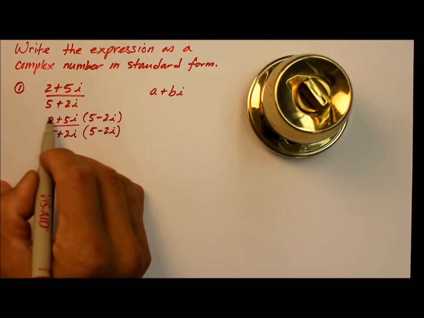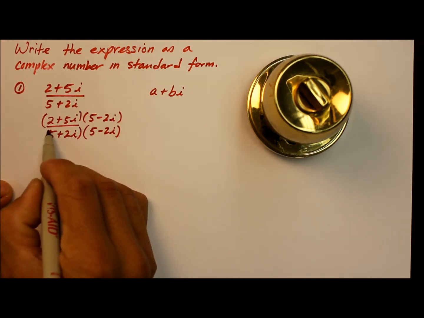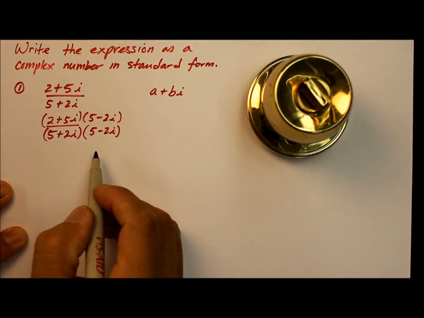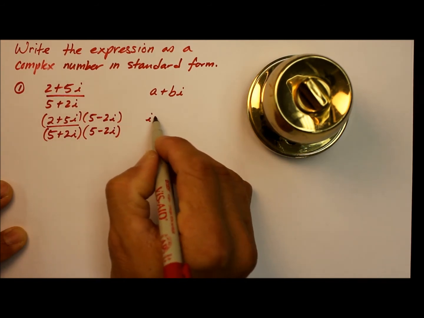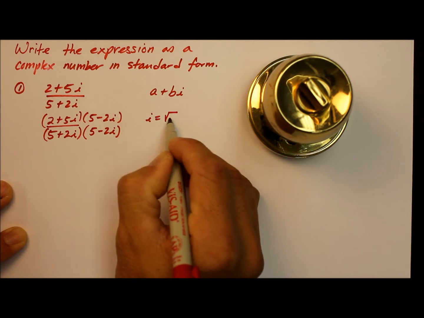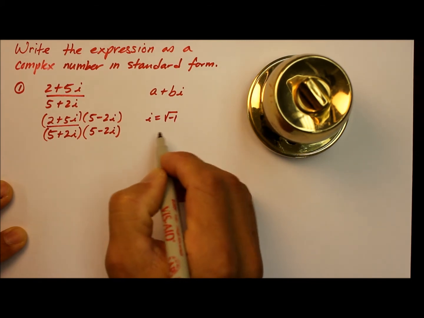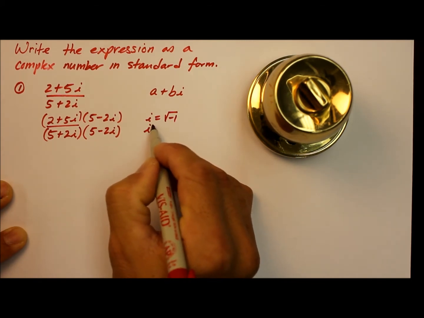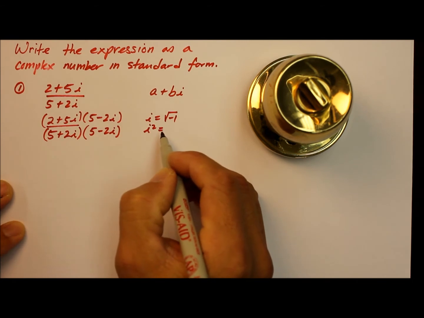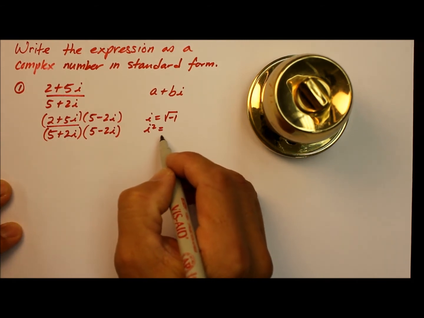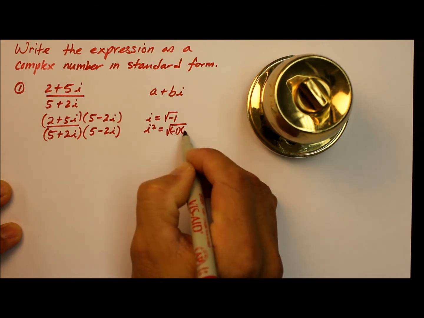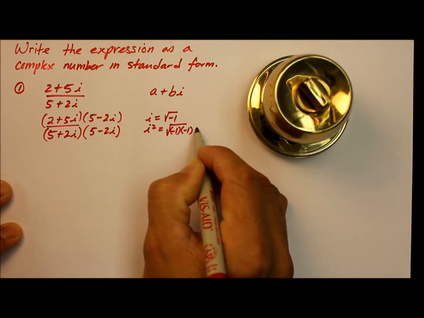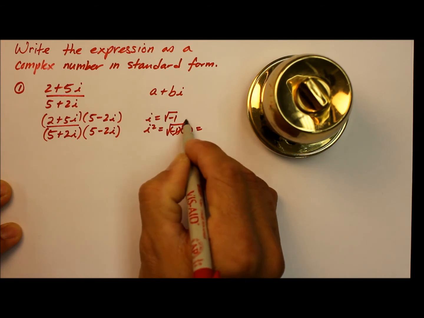So what is required at this point is the distributive property of the two binomials. And remember that i is defined as the square root of negative 1. So that means i squared is in fact the square root of negative 1 times another square root of negative 1. So what comes out is negative 1.